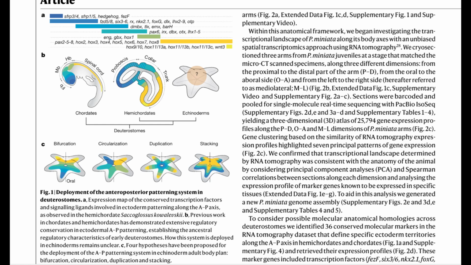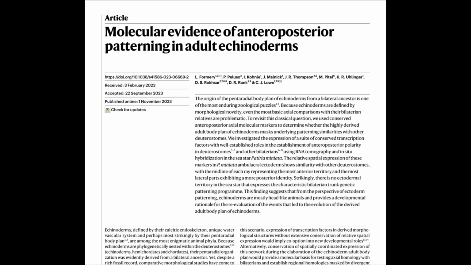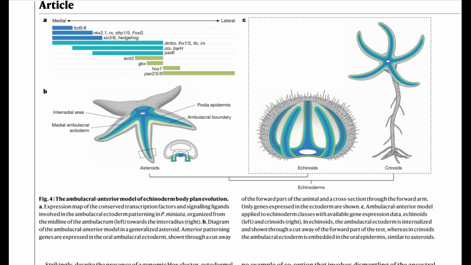The homeobox genes start at 1 arm and wrap around the body. Third is duplication. Each arm is considered a separate axis, where the homeobox genes start at the center and move outward towards the ends of each arm. Fourth is stacking. The homeobox genes are arranged from either the oral to the aboral end or vice versa. The 2023 paper, Molecular Evidence of Antero-Posterior Patterning in Adult Echinoderms, rejects all of these hypotheses to some extent. The stacking hypothesis is closest but still incorrect.